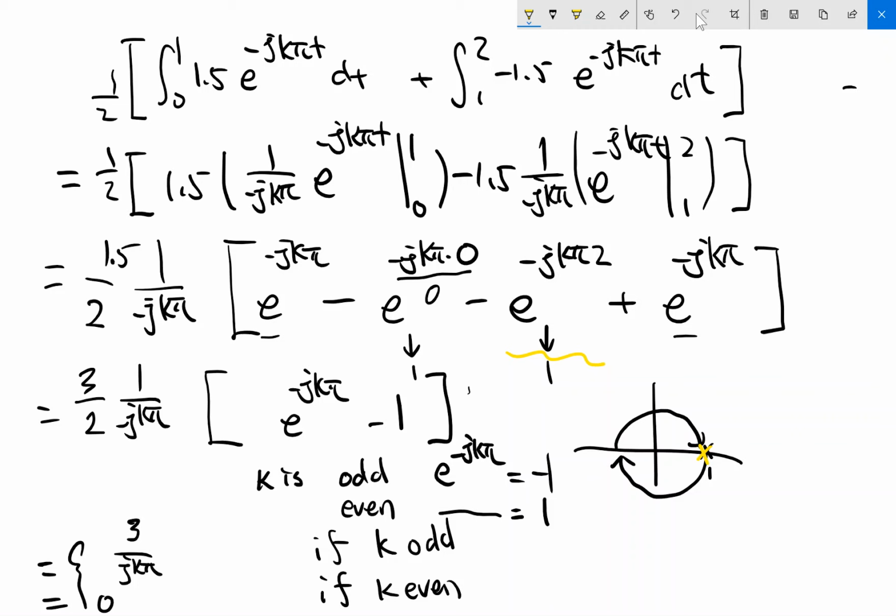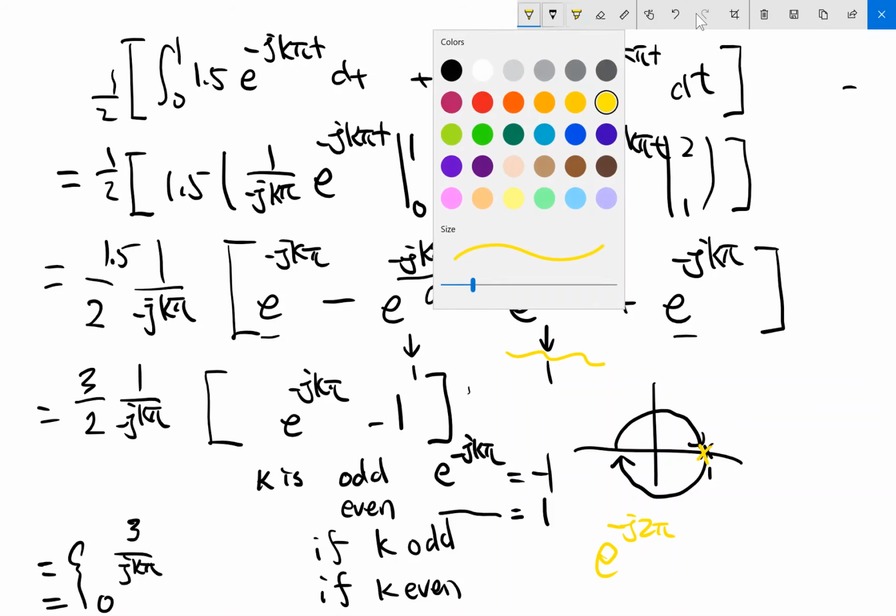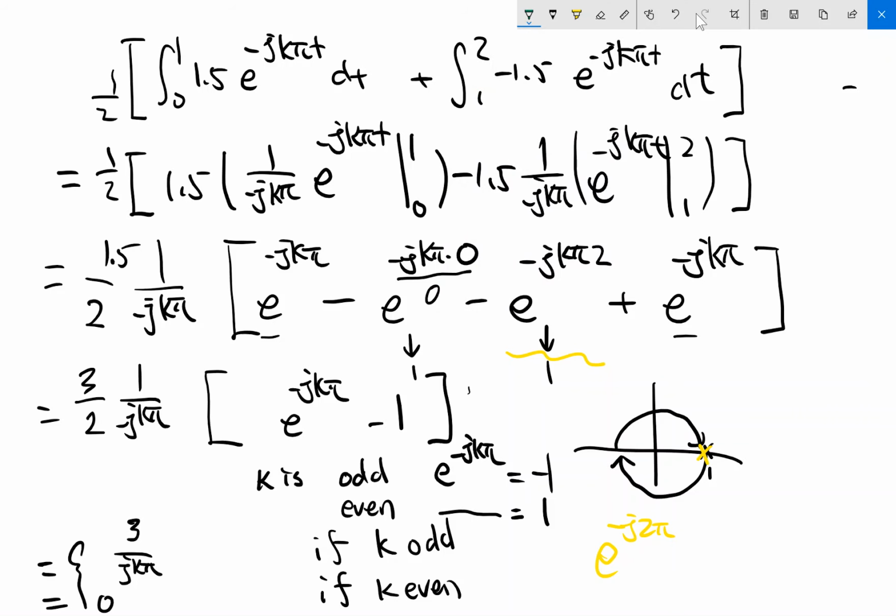Any question about this? Question? Can you explain one more time why e to the negative j 2 pi is 1? Yeah, e to the negative j 2 pi, like this one. I always explain things in terms of rotating things. Let's try another way, expanding that into sine and cosine. We see the theta here is minus 2 pi.